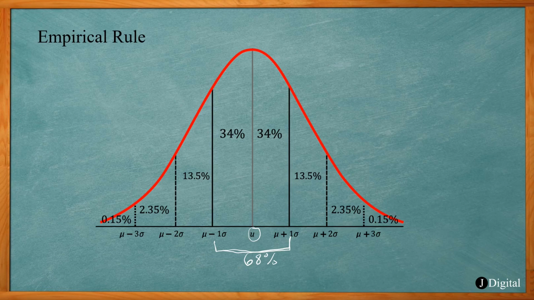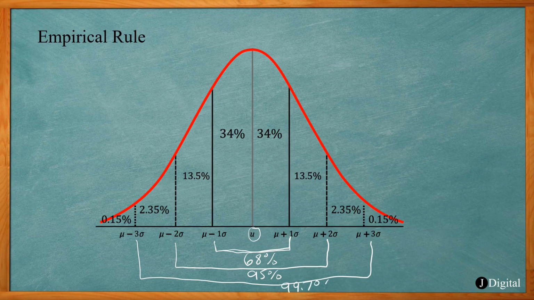Now if we go here down to minus 2 standard deviations to plus 2 standard deviations, that's going to be the 13.5 plus 34 plus 34 plus 13.5, which is going to give you 95%. Now if we look at 3 standard deviations from the mean, from here over to here, that's going to give you 99.7%.